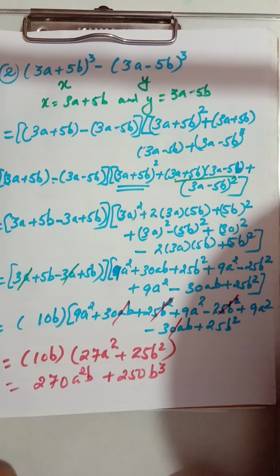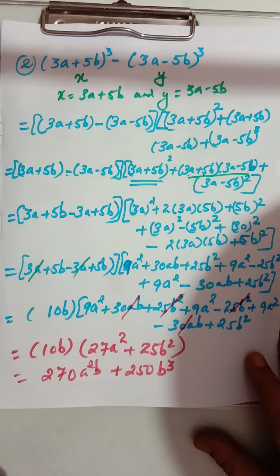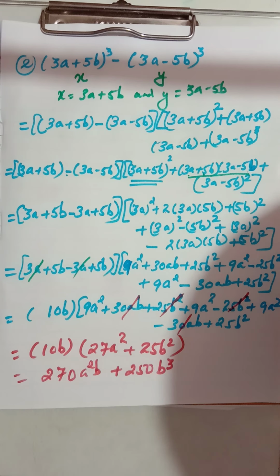270a²b plus 250b³. So children, I hope you have understood. I know this sum is a little tricky, both these sums are a little tricky. So what you will do, children, you will again practice in the homework book, okay, so that things are clear to you. Do it systematically, one step at a time, and understand, and see the video again so that things are very clear to you.